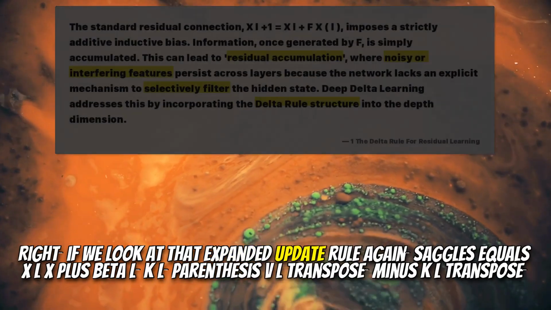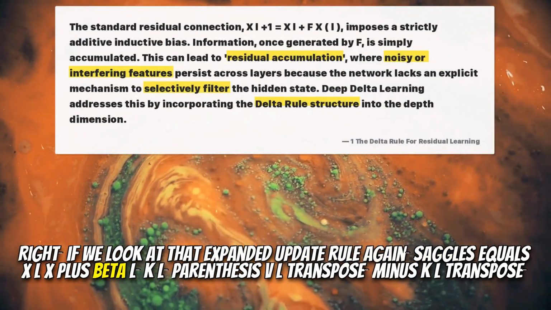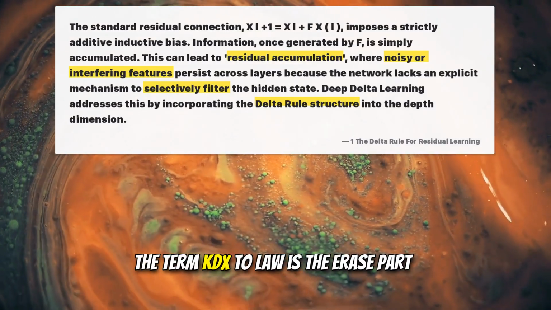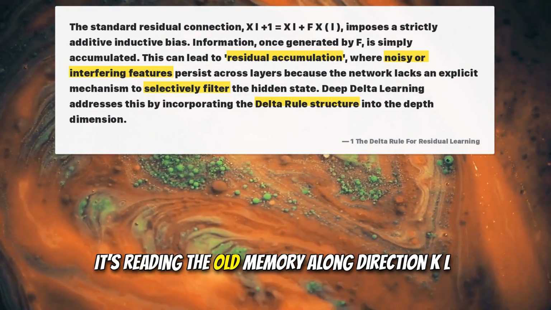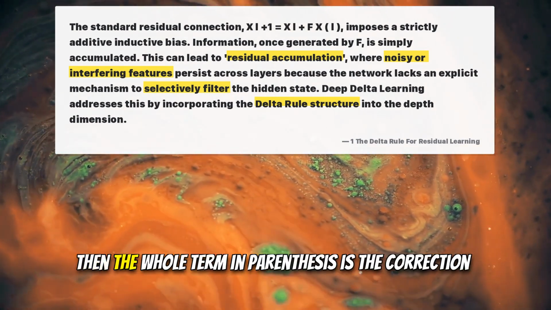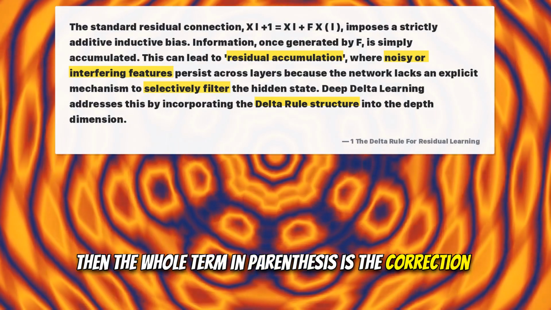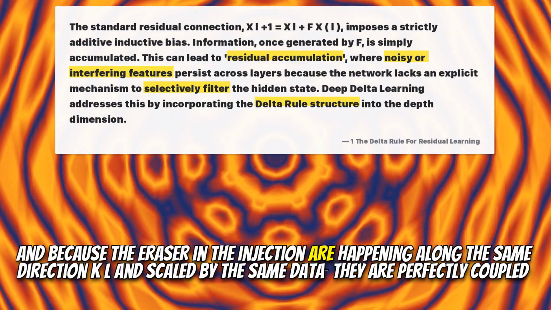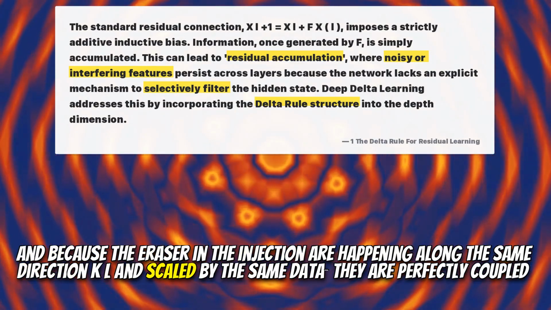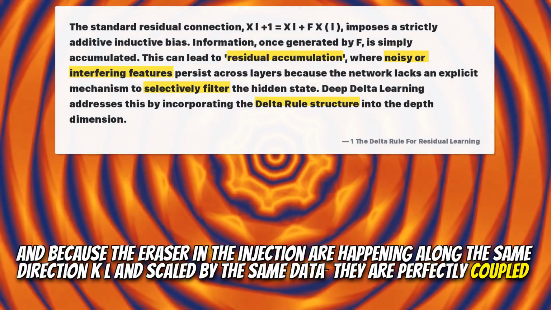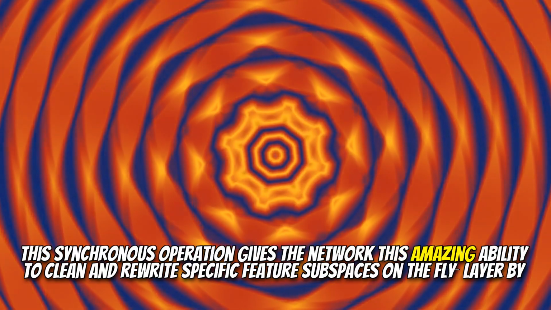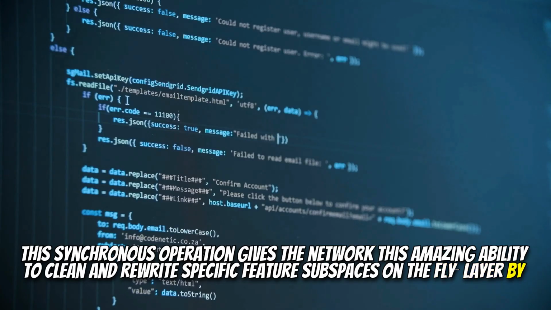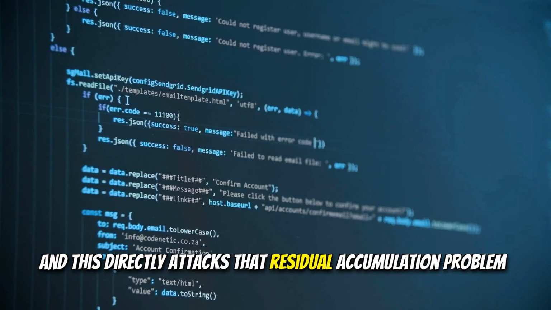If we look at that expanded update rule again, X_{l+1} = X_l + β_l k_l (k_l^T X_l)... it looks just like it. It is. The term k^T X is the erase part. It's reading the old memory along direction k. Then the whole term in parentheses is the correction. It's writing the new value v after subtracting the old one. And because the erasure and the injection are happening along the same direction k and scaled by the same beta, they are perfectly coupled. This synchronous operation gives the network this amazing ability to clean and rewrite specific feature subspaces on the fly, layer by layer. And this directly attacks that residual accumulation problem.